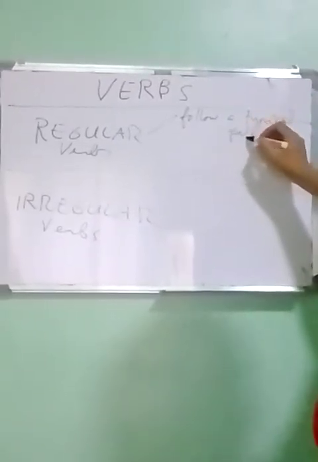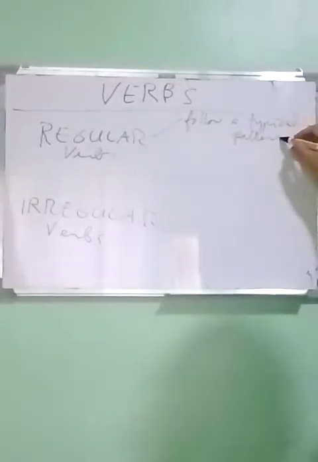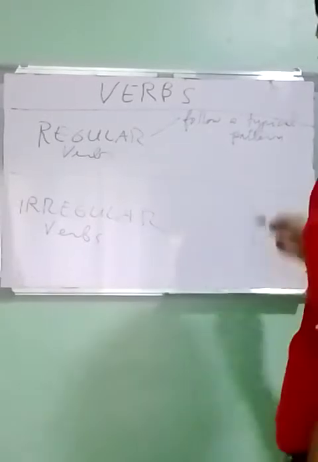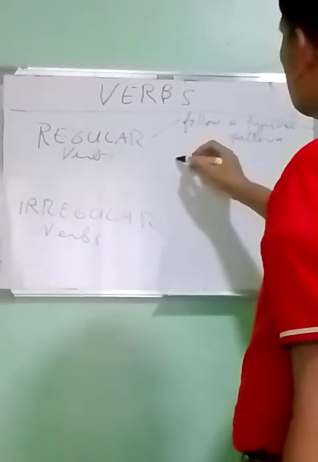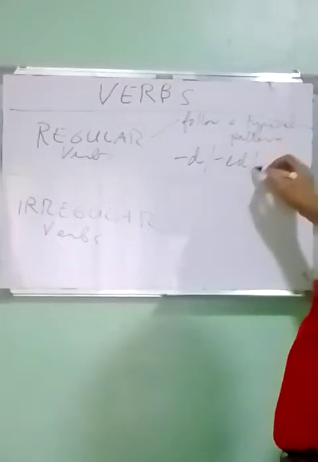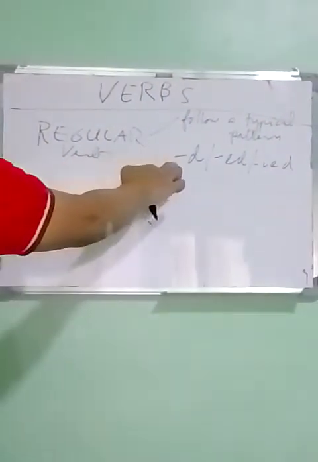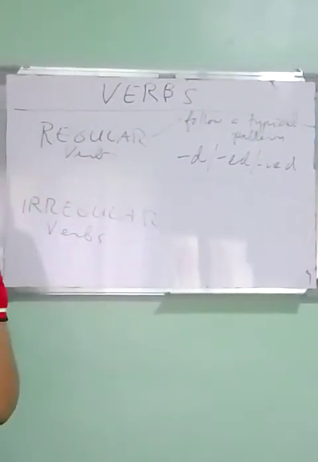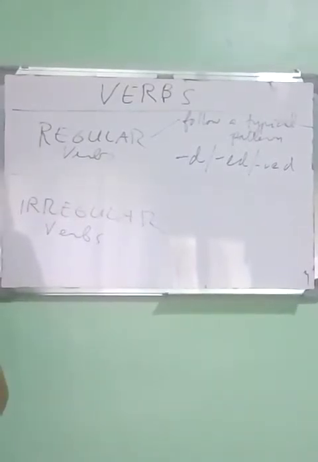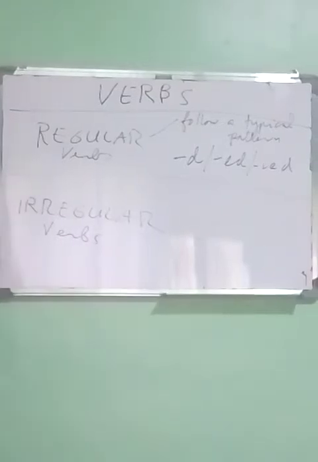And what pattern is this? What pattern are those? They do not follow a typical pattern. The pattern are those you put suffixes ending in D, ED, or IED. Diba? We have taken this before. So if they follow this pattern in the formation of the past tense or past participle, then they are regular verbs.